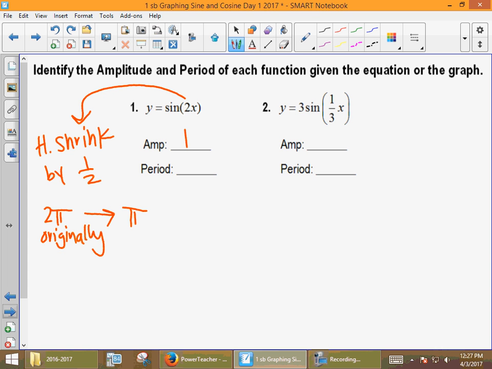So you don't have to think through it that way every time. The formula that was on the front of that says, to figure out what the new period is, take 2 pi and divide it by whatever number's in front of x. If you take 2 pi and you divide it by 2, what are you going to get? Just pi.